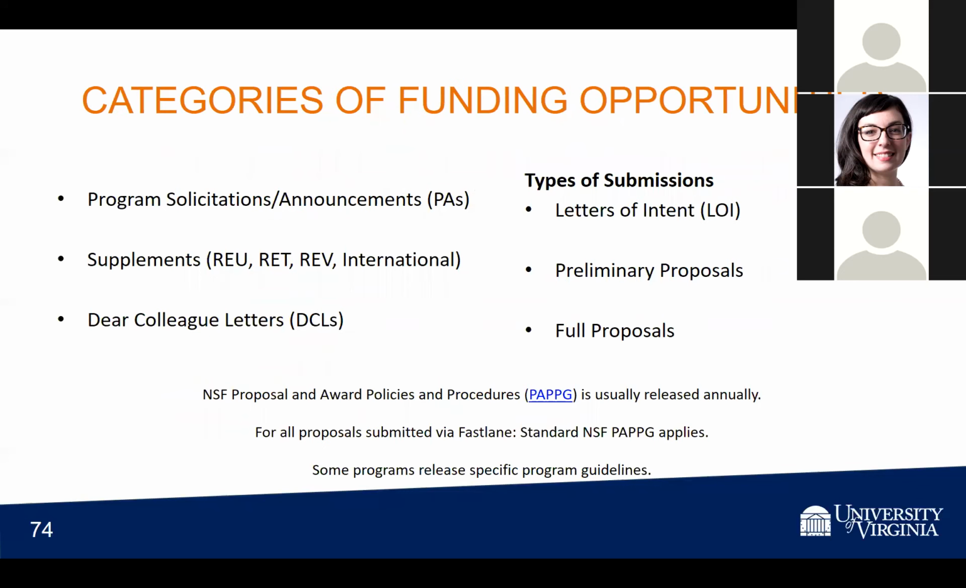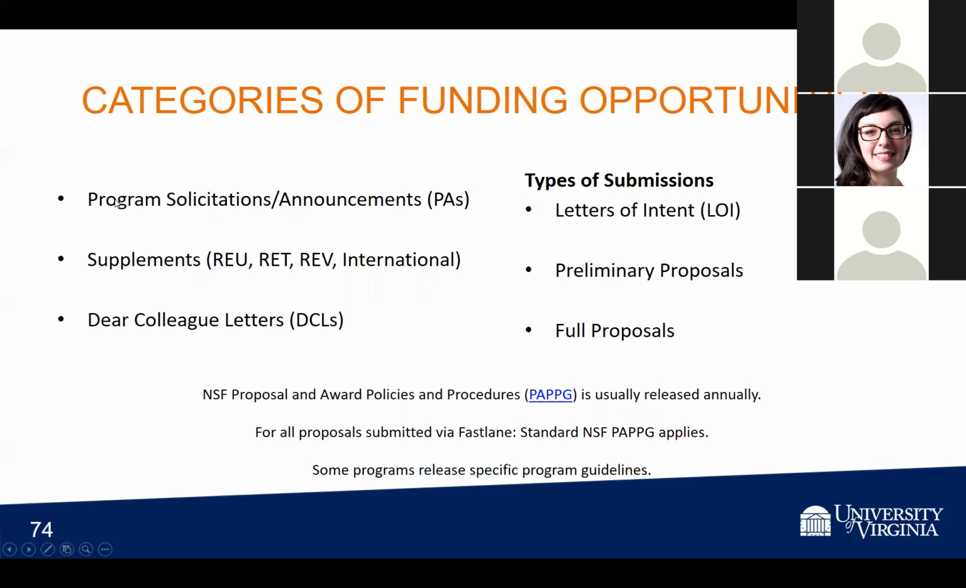Categories of funding opportunities. NIH has their own nomenclature for the way they announce their funding opportunities and types of submissions. Down below here, you'll see a note, the NSF Proposal and Award Policies and Procedures Guide, aka the PAPPG, is revised annually and is similar, I suppose, to the NIH Grants Policy Statement. More good nighttime reading about all of NSF's requirements. This will detail all the things related to awards or proposals from NSF. The PAPPG would govern anything submitted via FastLane or research.gov. There could be program-specific guidelines released that would be in addition to these standard requirements.